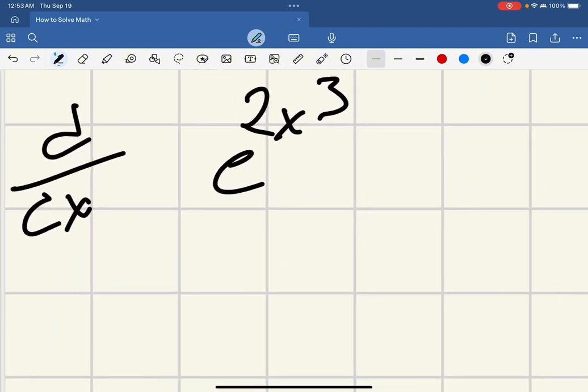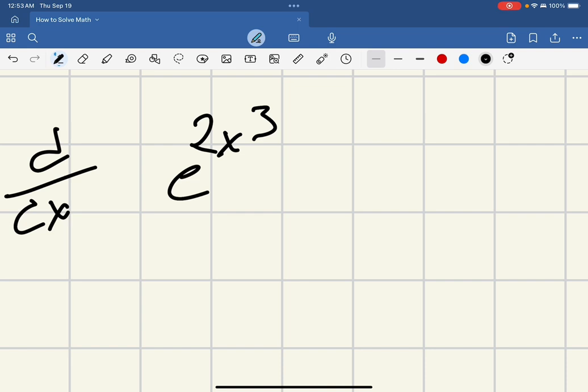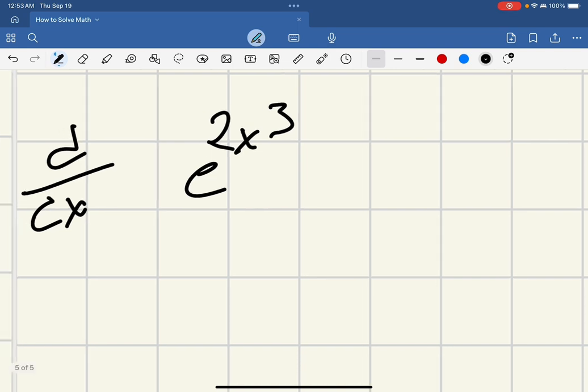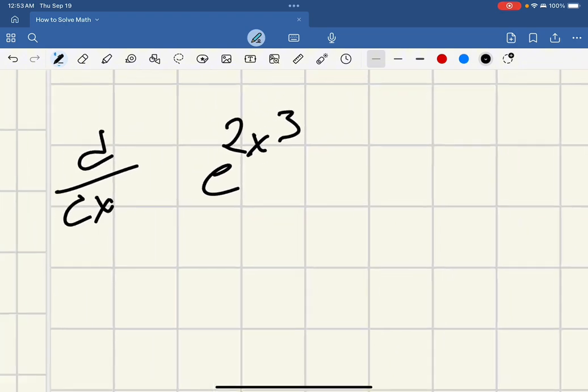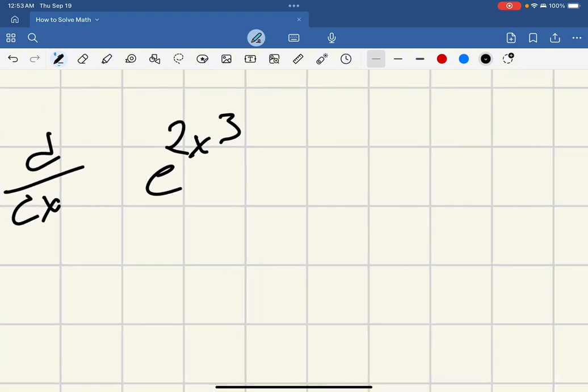Anyways, over here we've got e to the power 2x cubed. This one might look a little bit scary, but e is going to stay the same, so it's going to be e to the 2x cubed times 6x squared, because if you remember, e to the x stays e to the x.